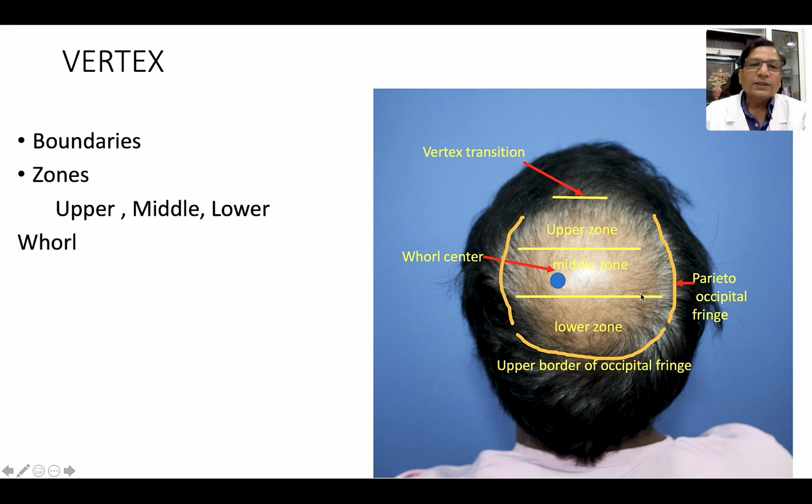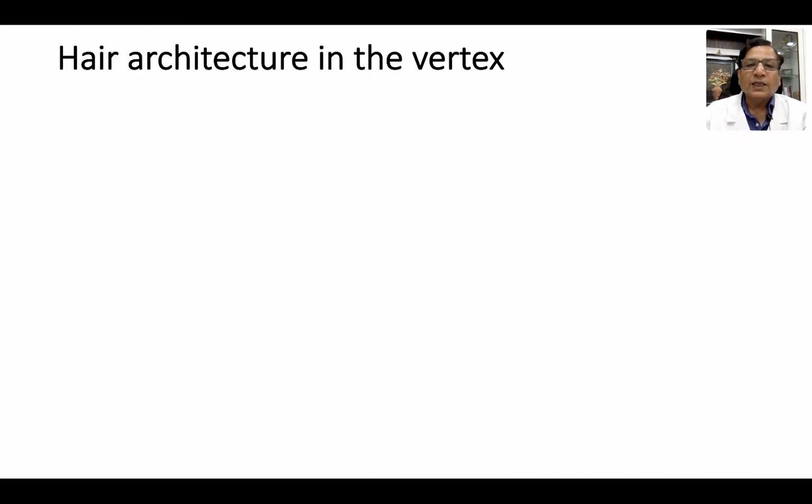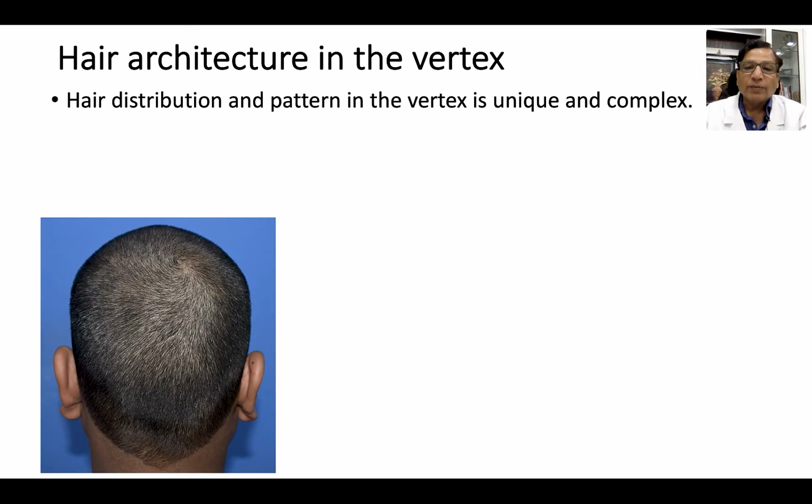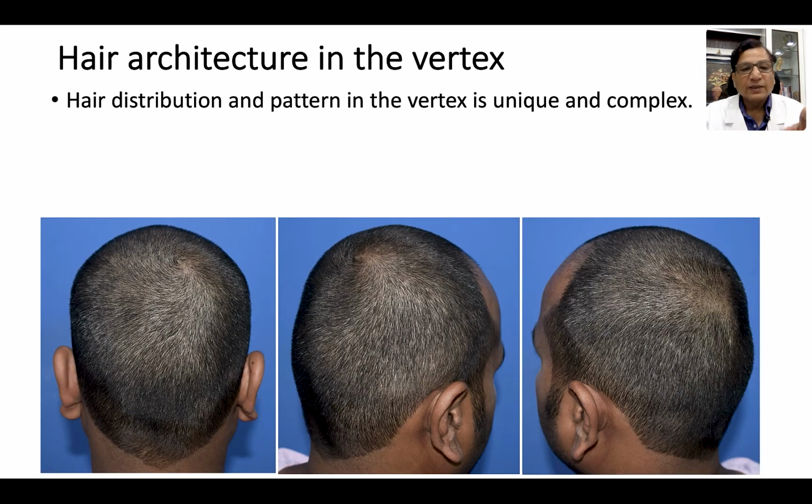So the hair architecture in the vertex is again important. The hair distribution, the pattern in the vertex, is unique and complex. You understand how complex this is? The hairs are changing their direction. See here, here is a whorl. This is on the right side.